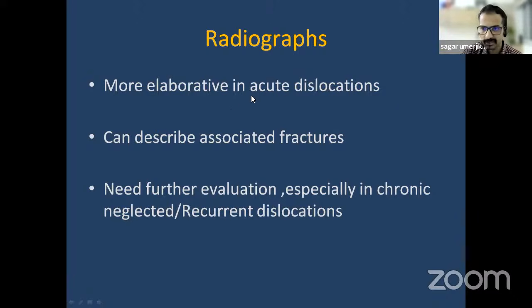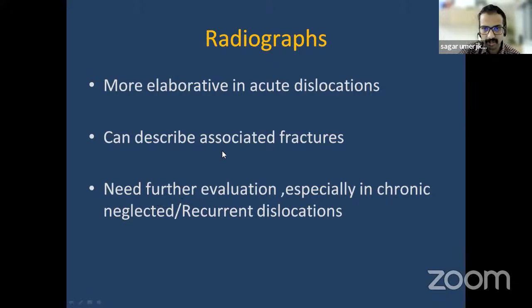We can't miss an anterior dislocation on the radiographs. Posterior dislocations are definitely missed sometimes. So that's the reason why we take axial views. Then the radiographs can describe the associated fractures. The GT fractures as well as the fractures in the proximal humerus can be seen on the radiographs.